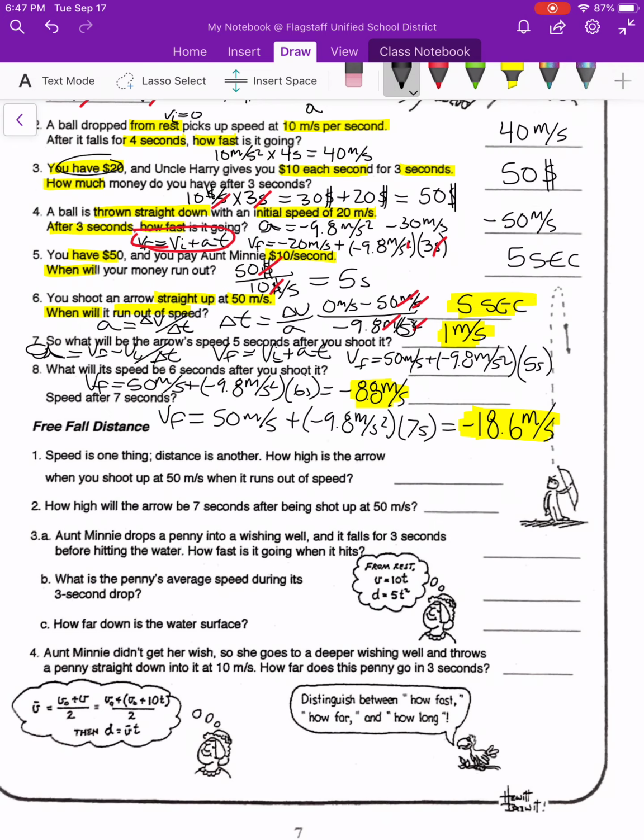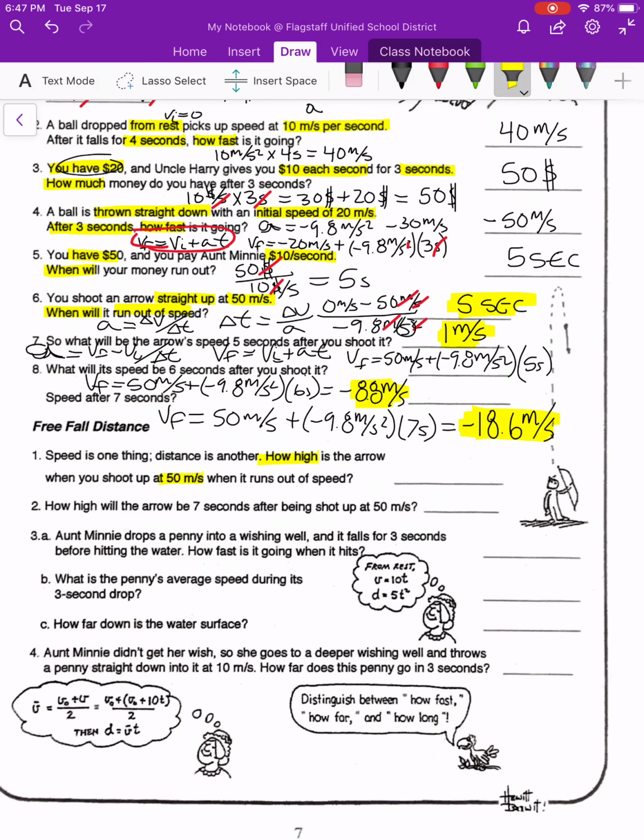Okay. So now we are onto the free fall distance part. Speed is one thing, distance is another. How high is the arrow when you shoot up at 50 meters per second when it runs out of speed? Okay. So let's highlight what is important here. How high? That's distance in the y, right? Up and down.